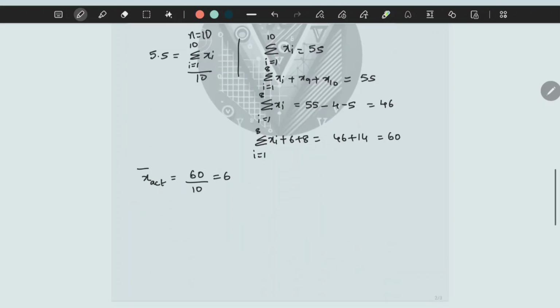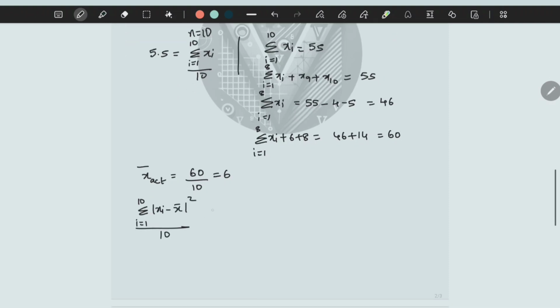So for that we first have to recall the formula for variance. Sigma i equals 1 to 10 mod of xi minus x bar, whole square, divided by 10, right? For that we need certain information. Now this will be sigma i equals 1 to 10 of xi square plus, actually this x bar is nothing but the correct or actual mean, which is 6. So what should we write here? This should be 6 square minus 2 into the mean, that is 6, into sigma xi divided by 10.